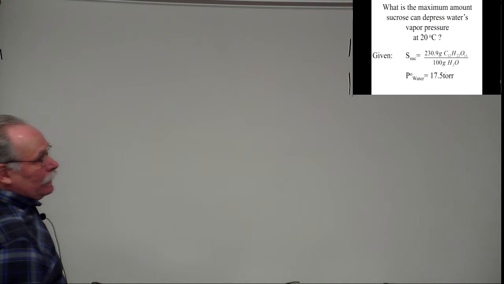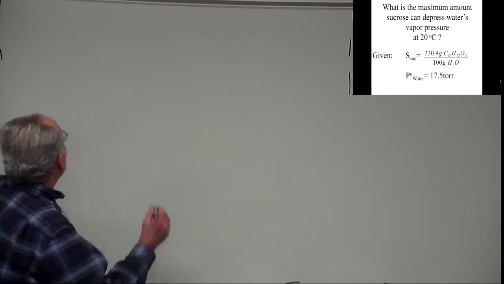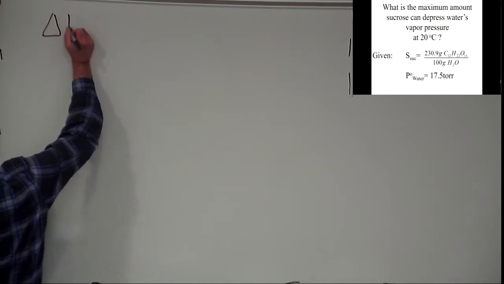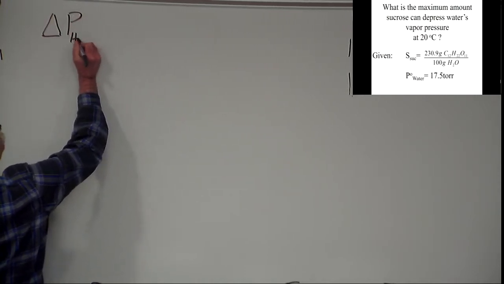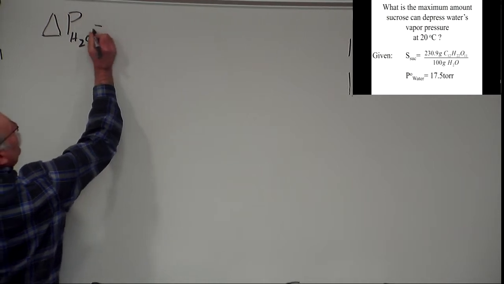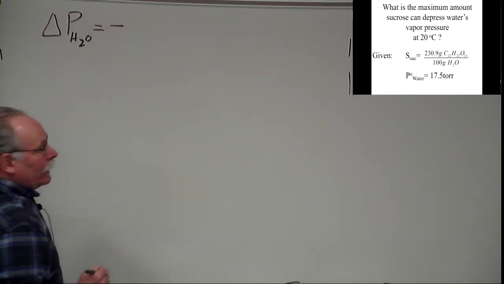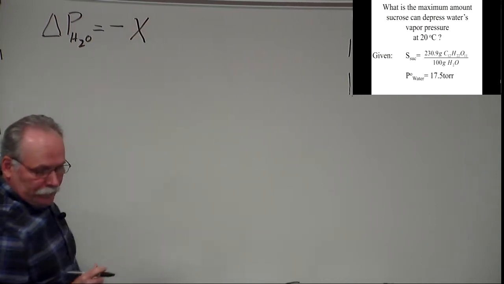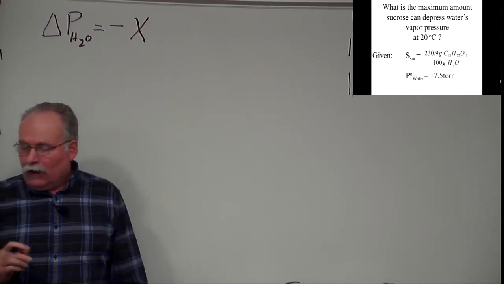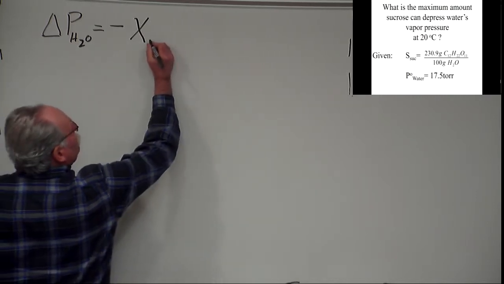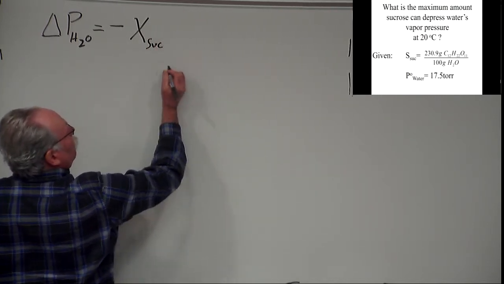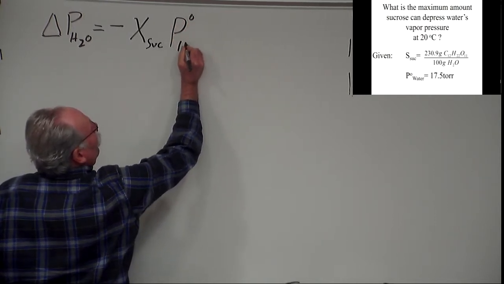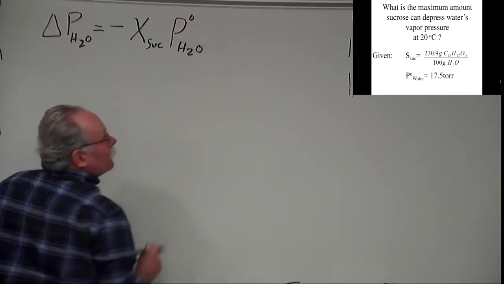So, the first thing we need to do is look at the equation for describing vapor pressure depression, a colligative property. And we know that the change in the vapor pressure of the solvent, which is H2O, it's a depression, so it's negative, and it's proportional to the mole fraction of the solute, the sucrose, C12H22O11. I'm just going to write SUC for sucrose, times the vapor pressure of the pure solvent, which is H2O. Now, what do we have?